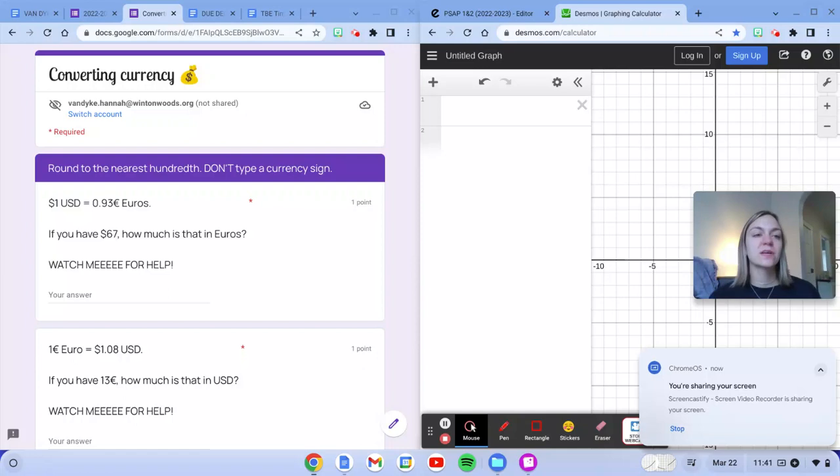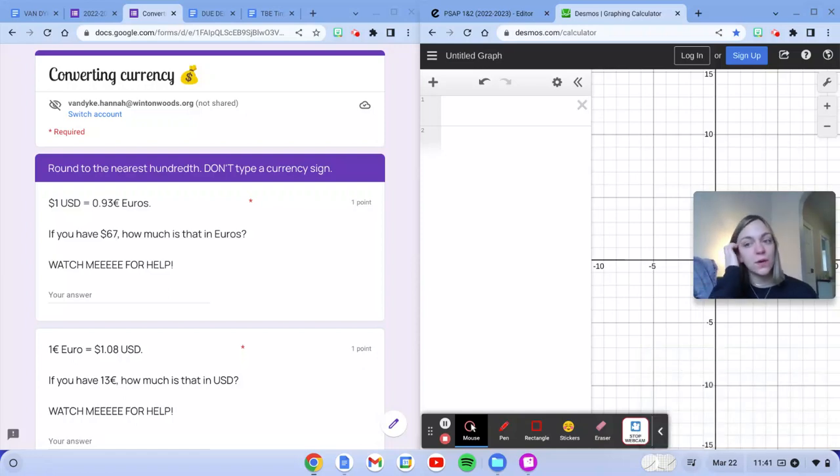This activity, we're going to practice using Desmos for converting currency. The instructions say round to the nearest hundredth, which in this case is cents. So if you had like $5.32, the 0.32 is rounding to the hundredth, and don't type a currency sign.